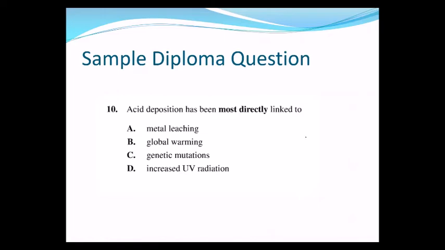Acid deposition is most directly linked to. I know a lot of you wanted to pick B. Global warming is CO2. Don't pick it. Genetic mutations is UV radiation, which we haven't talked about yet. Metal leaching, that's the one that acid deposition leads to. That's when I talked about mercury in the soil and aluminum in the soil. They turn into a liquid in aqueous form, and they get into the drinking water.